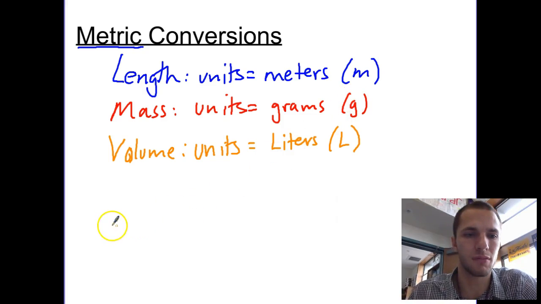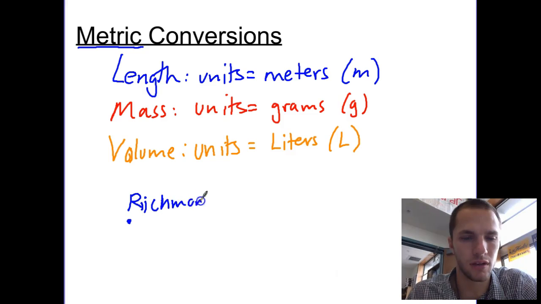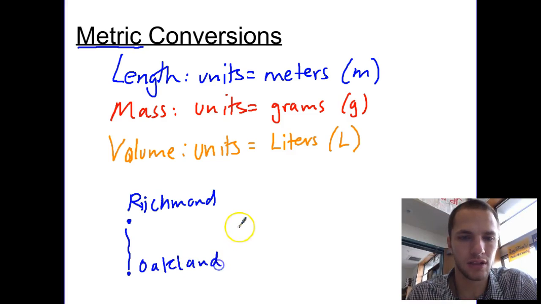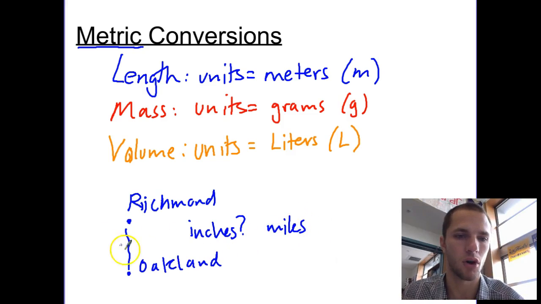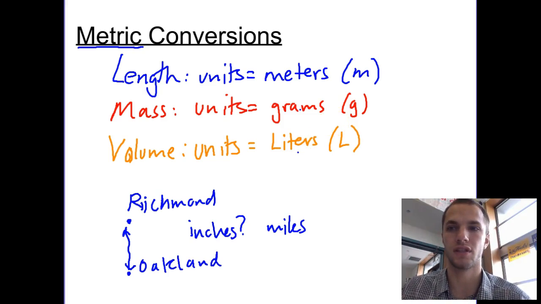So for example, let's think about if I was saying, okay, here's Richmond, and we want to know how far Richmond is down to Oakland. You would not tell me how far Richmond is in inches, for example, because it would be so many inches between the two cities. You would tell me how far it is in miles, because miles are bigger and it's a more appropriate distance to use. The same thing happens with grams and meters and liters. We have to use the unit that's appropriate for the distance or length or mass or volume that we're measuring.